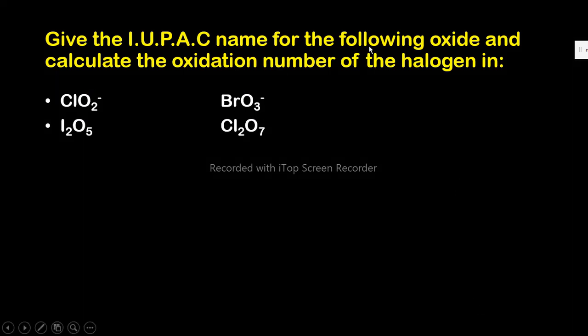So let's name these ones. Okay, let's try to name these ones, and then we calculate the oxidation states. I taught you how to calculate the oxidation state of the halogen in such a compound. So you do it and post your answers in the chat box. Let's hurry up.